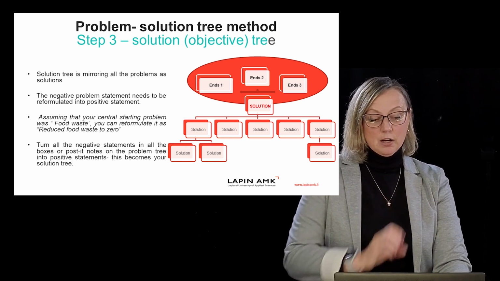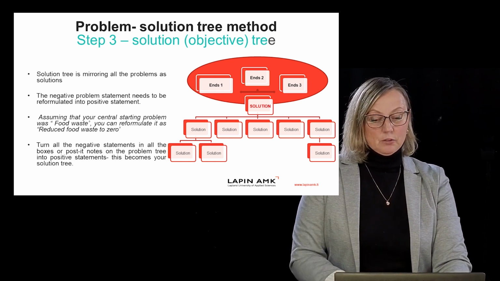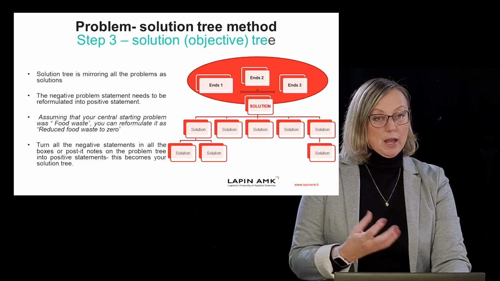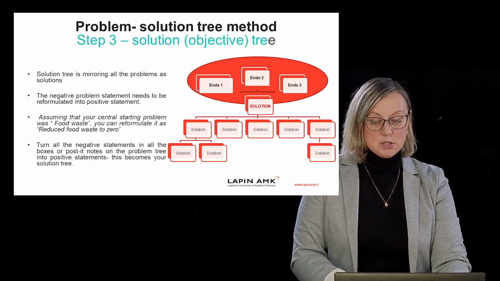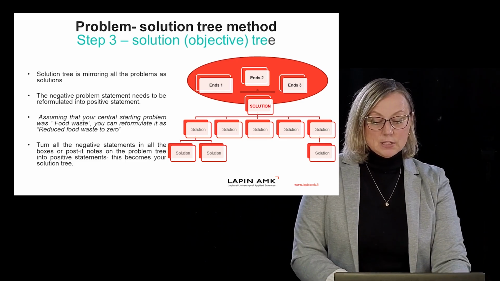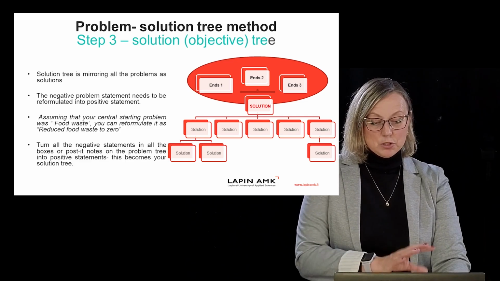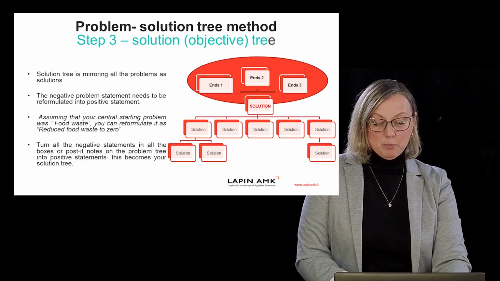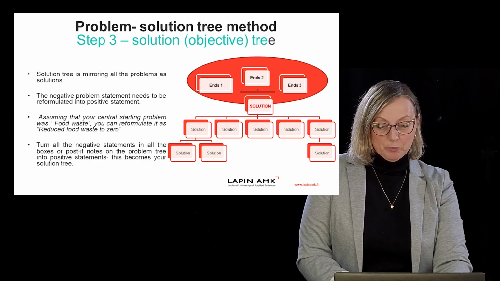And so in the trunk or the central part of the tree, where we had the core problem, now you have a core solution. And all these negative statements in the boxes that you had in your mind map are turned into positive statements and thus become the solutions to the problem.